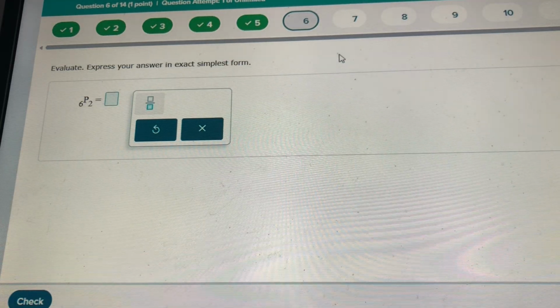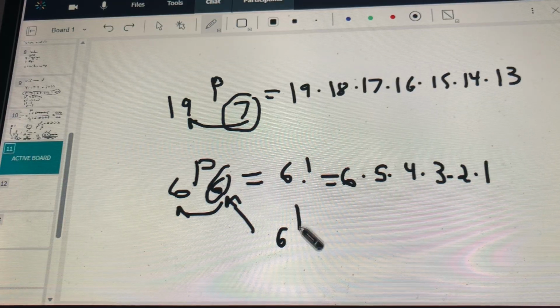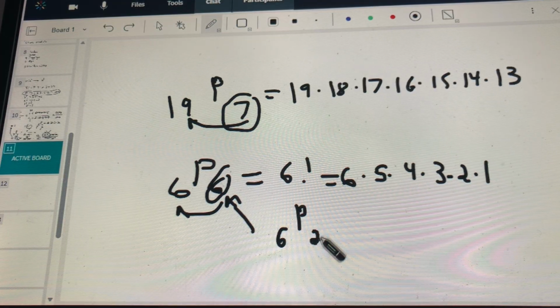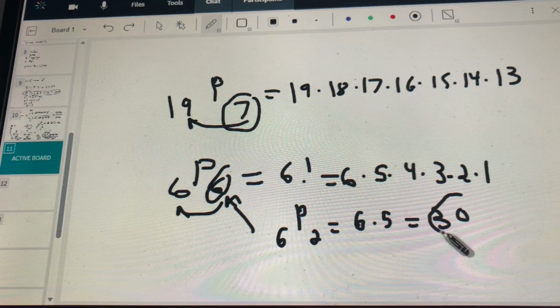6 permutation 2. 3 ways to do this. 6 permutation 2. In my opinion, the easiest way to do it is 6 times 5. Stop after you have 2 numbers. 30.